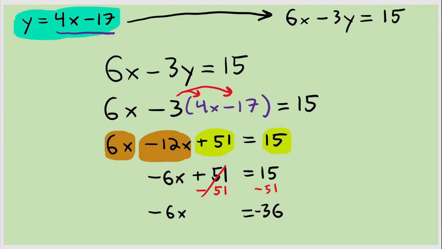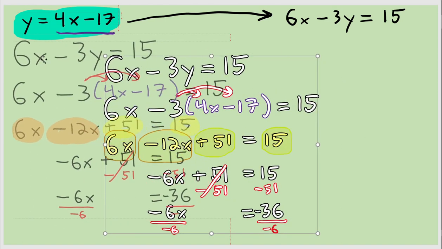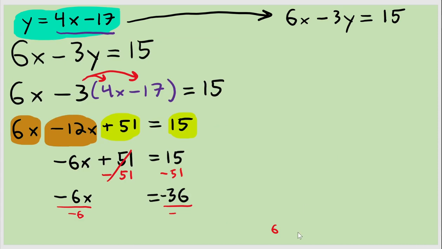But we're not quite done yet. My x isn't alone. I want to get rid of that negative 6. It's currently multiplying the x, so the opposite of multiply is divide. So I just go ahead and divide by negative 6 on both sides. Once you divide, here on the left, negative 6 divided by negative 6 cancels out. You're left with x equals negative 36 divided by negative 6 is 6. Boom. You just found that x equals 6.